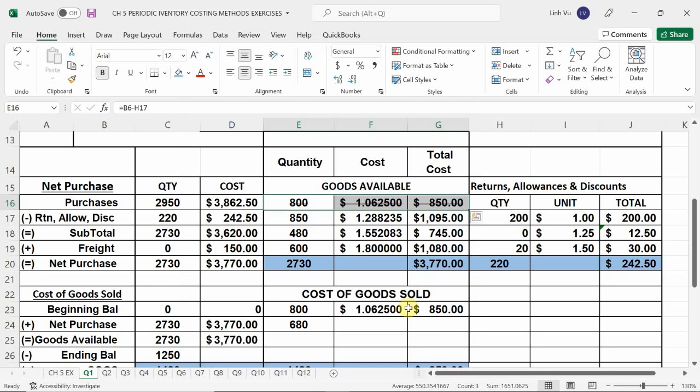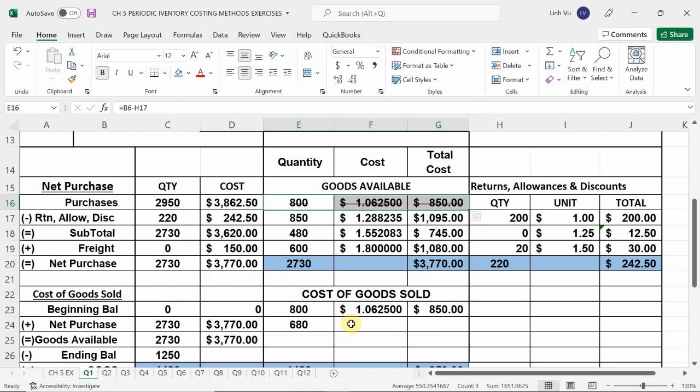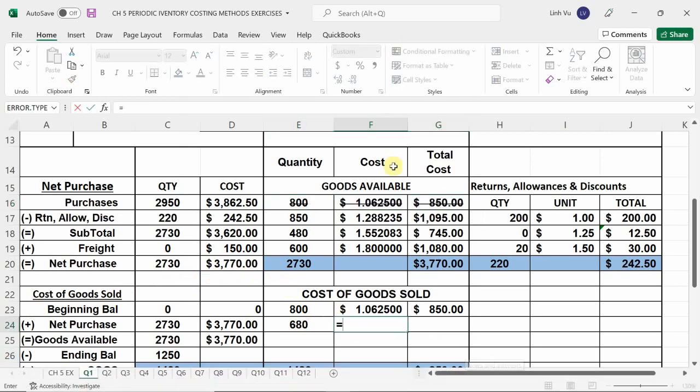I have 4 batches: 800, 850, 480, and 600. I just got rid of my very first batch. So 850. You're going to take out from that one, but in this case, I'm not taking all of it. So I do have to calculate this one right here. And this is going to cost me $1.288235. So how much is it going to cost me to sell 680 units at $1.288235?